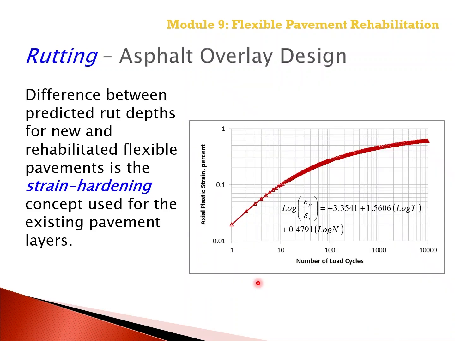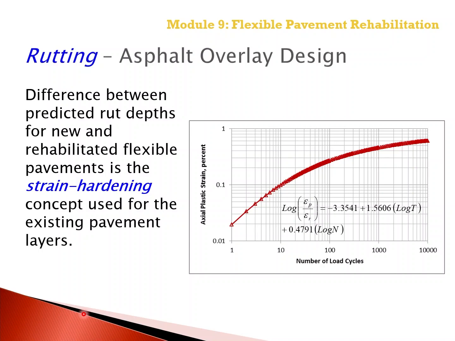The same methodology of strain hardening is applied to the existing asphalt and unbound layers and subgrade layers. The rut depth transfer functions to calculate the rutting in the asphalt overlay and existing asphalt layers, again, are the same as displayed on the graph in the slide. And the difference between the predicted rut depths for new and rehabilitated flexible pavements is the strain hardening concept used for the existing pavement layers.